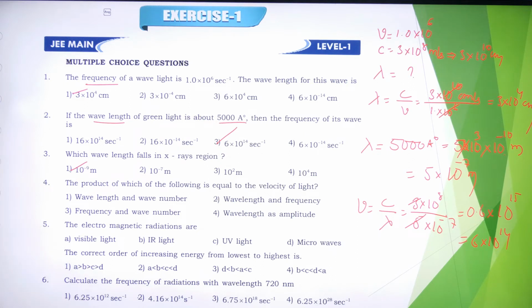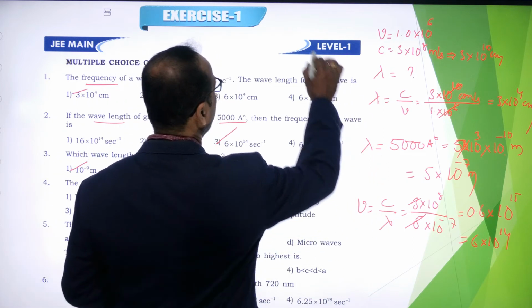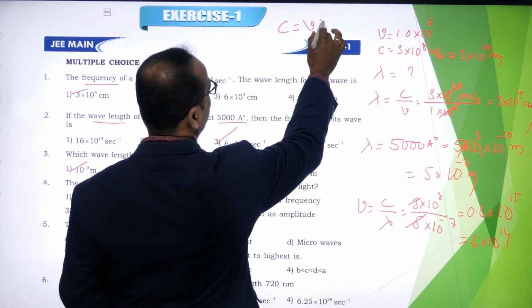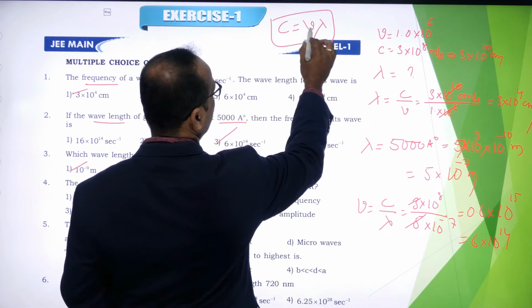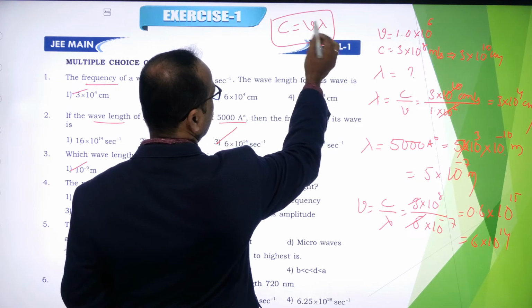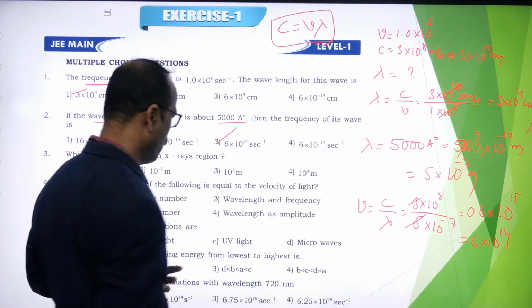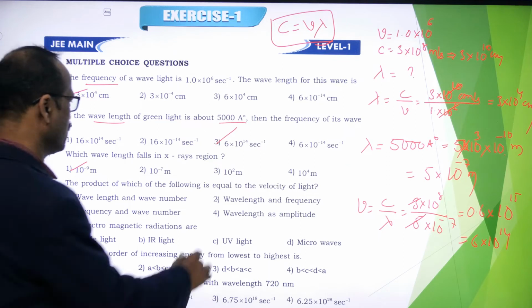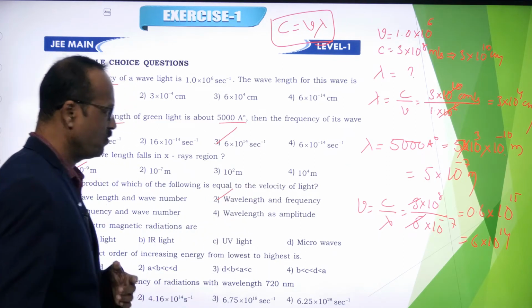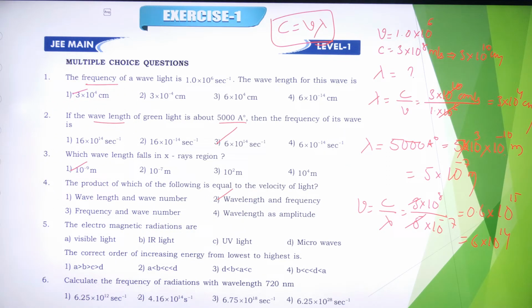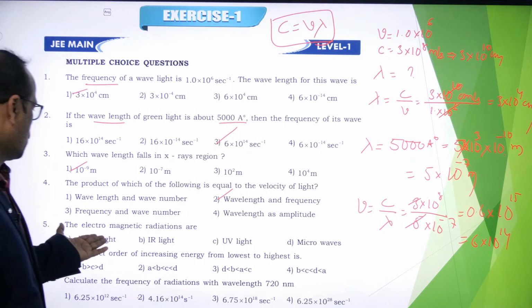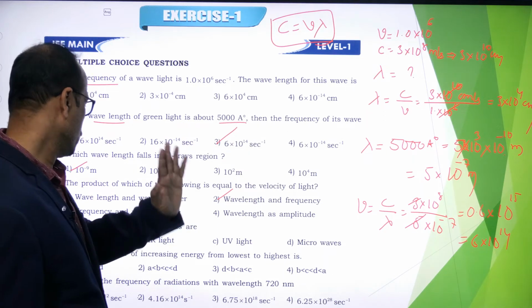Okay. The product of which of the following is velocity of light? Velocity of light is what? C is equal to nu lambda. Nu means frequency, lambda means wavelength. The product of frequency and wavelength. So the answer is this one, wavelength and frequency. Clear? The electromagnetic radiations are visible, infrared, or are electromagnetic radiations?